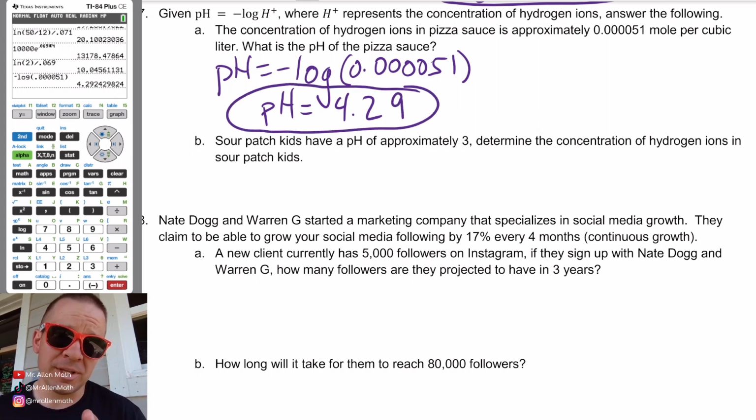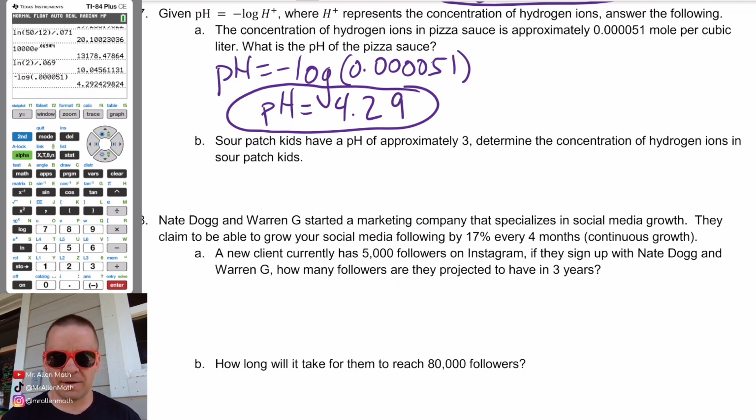Now you guys know, I actually Googled this. This is the tomato paste, I think, that it came up with. But I figured it'd be relatively accurate. I didn't want to just make something up. Got to get my facts straight. Okay, Sour Patch Kids. Also Googled this one. Sour Patch Kids have a pH of approximately 3. Determine the concentration of hydrogen ions in Sour Patch Kids.